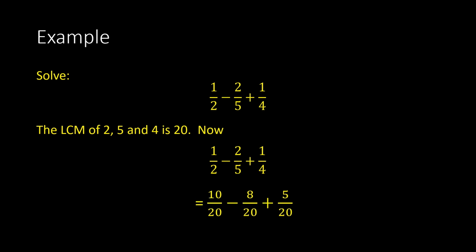Now add and subtract the numerators as shown. So 10 minus 8 plus 5 gives us 7. And we leave the denominators alone to give 20. And so we have 7 over 20.